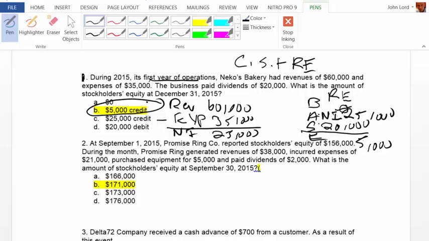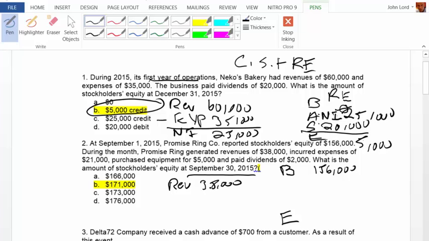If that's the case, then I have a beginning balance in my retained earnings of 150,000, don't I? Is that the beginning balance? And this question was asking me what is the ending balance at the end of the month, September 30th. So they want to know the ending balance, don't they? So I say, okay, that's fine. Then I have revenue of 38,000 and expenses of 21.